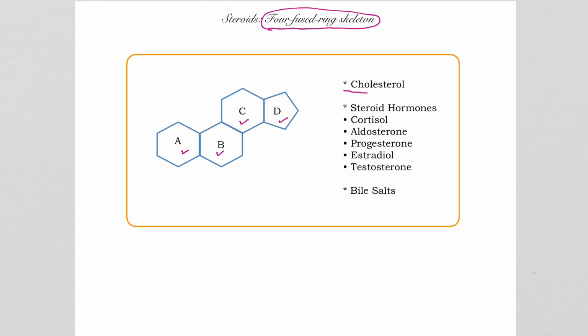Probably the most important steroid we have all heard of is cholesterol. From cholesterol, we make all the other steroids, and that includes the steroid hormones such as cortisol, aldosterone, progesterone, as well as estradiol and testosterone. These two come from the adrenals, while the rest are the sex steroids. Bile salts are also steroids.